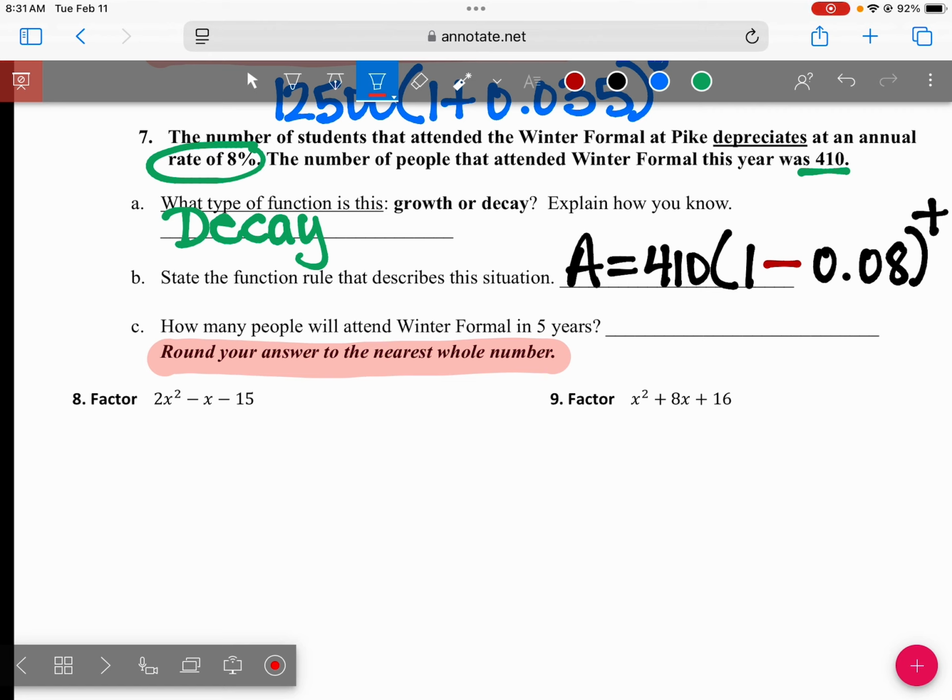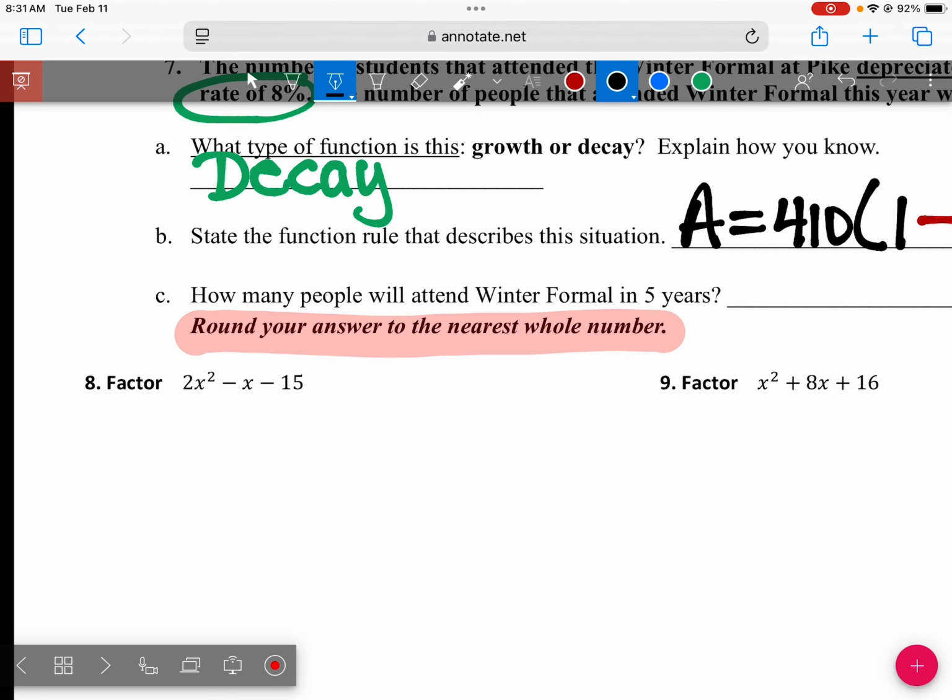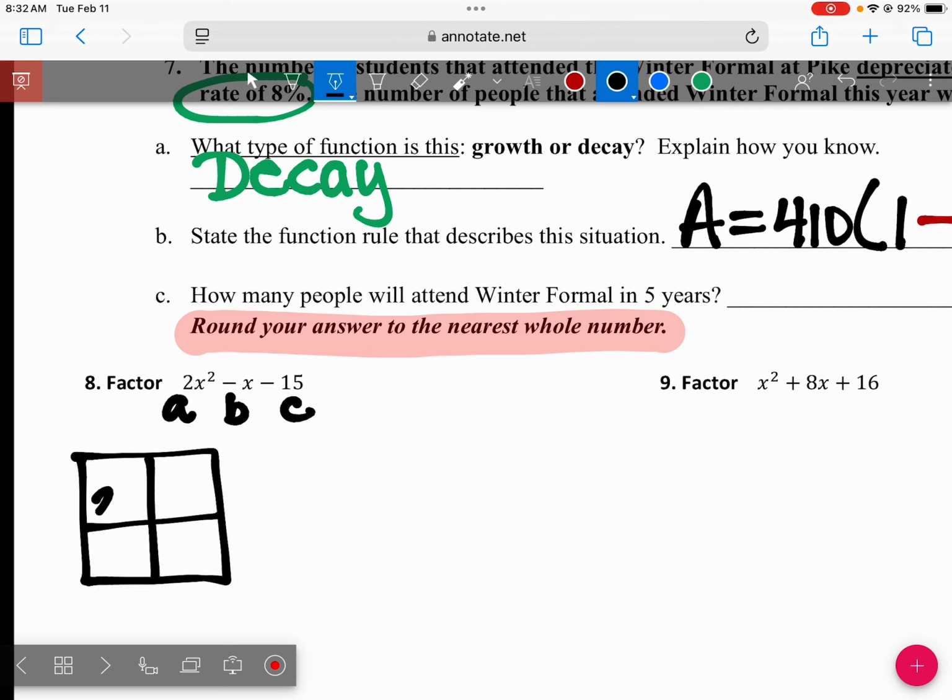All right, and then lastly, let's look at number 8. You do have a factoring question on your test, which is next Wednesday, February 19th. So this is A, B, C. We got to make our box. So we need to find two numbers. This is the tricky one. It multiplies to be 2 times negative 15 and it adds to negative 1. This is tricky. See if you can find your two numbers. They multiply to give you negative 30, but add to give you a negative 1.